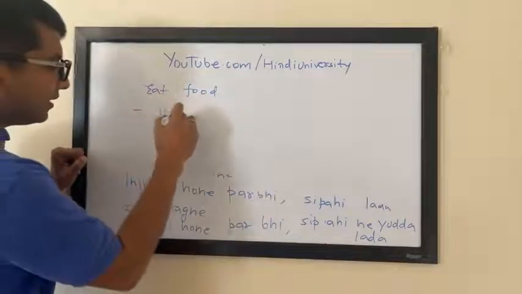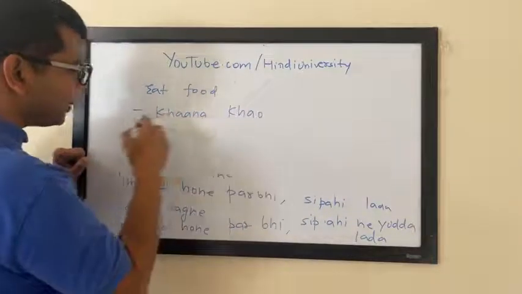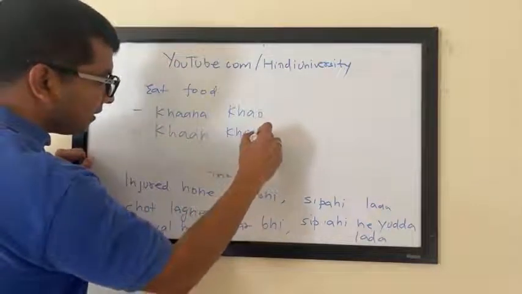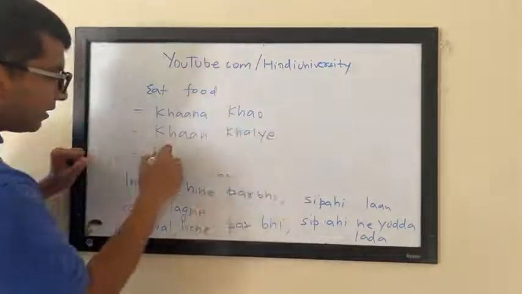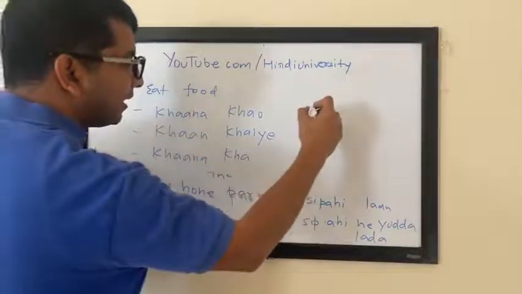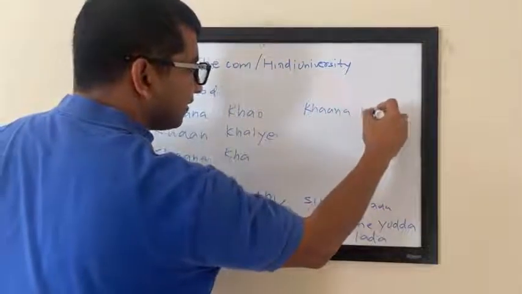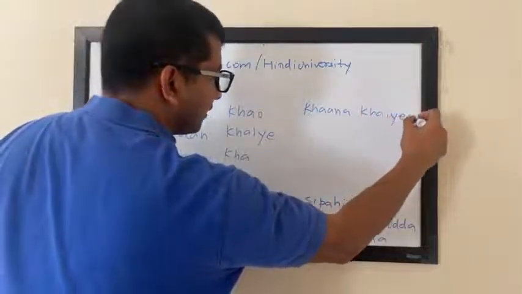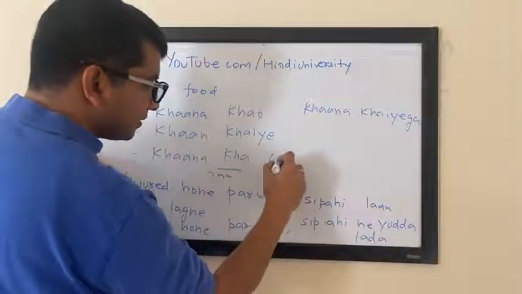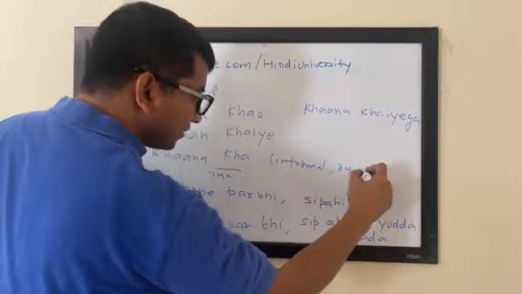So khana khao. That's the first one. Khana khaiye. Okay. Khana kha. Okay, and the last one is khana khaiega. Okay, this is very informal and can be almost considered rude also.